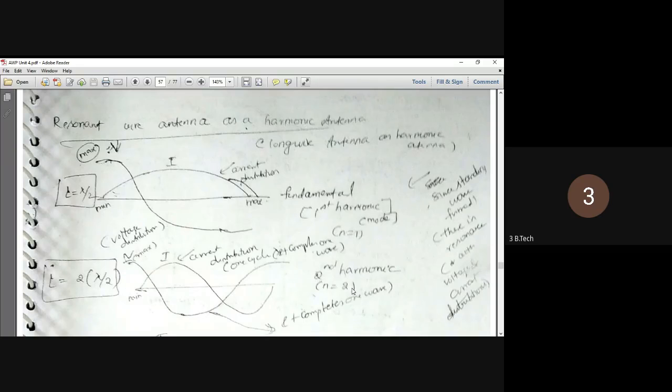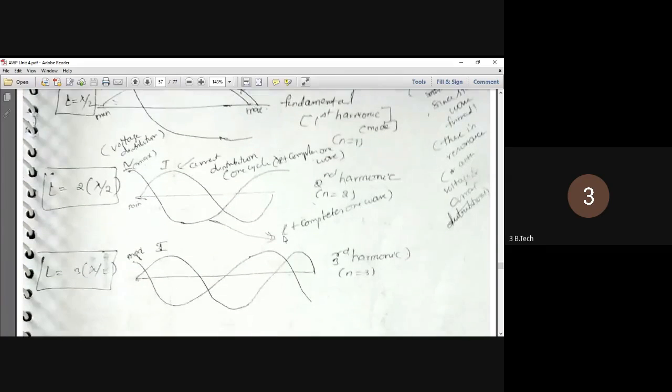For example, if you take the condition L is equal to lambda by 2, you can see the variation of voltage and current here, right? From min value to max value, the variations of both voltage and current distributions in the first harmonic mode, n is equal to 1 condition. This variation is happening because there is a resonance condition with voltage and current distributions, because standing waves are formed.